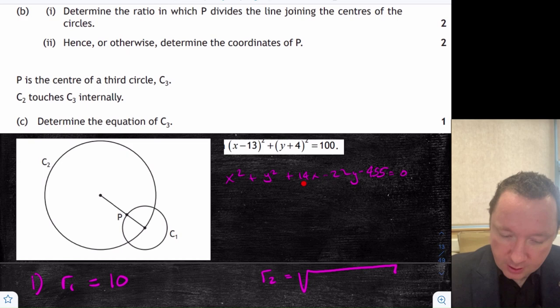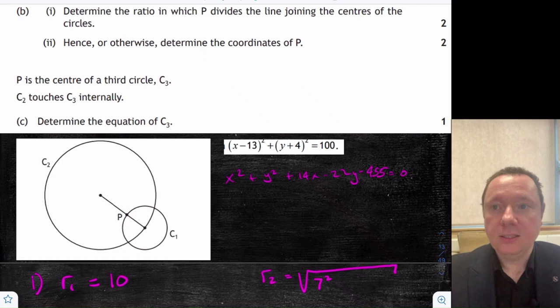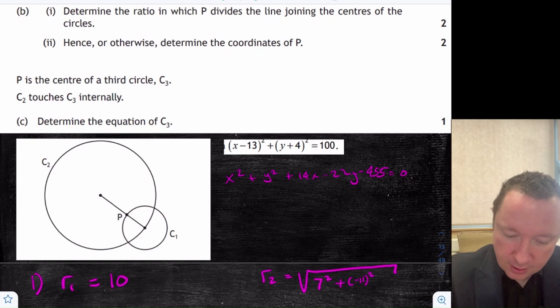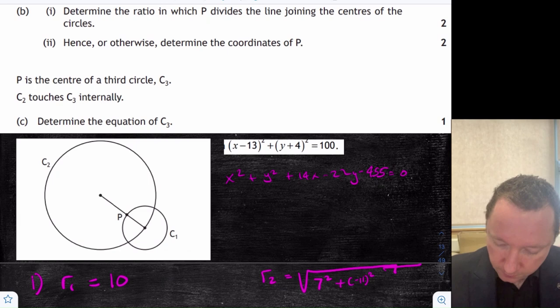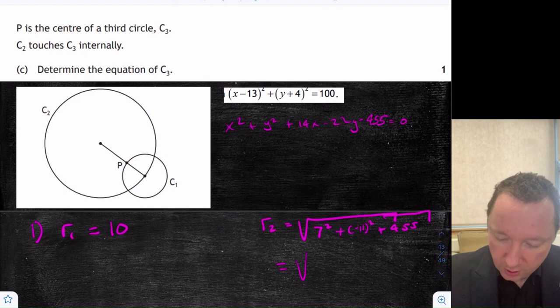So g is going to be 7, and f is minus 11, minus c, which is in this case 455, so plus 455. So that gives us the square root of 625, just put it in a calculator, which is 25. So we've got our two radii.